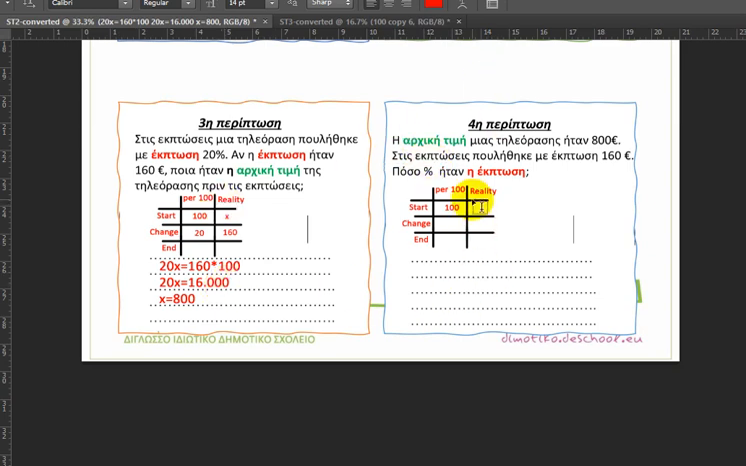Next up, we have the case where we know the starting price, we know how much we didn't pay, and we're being asked how much the discount was. So let's see, the starting price we're being told is 800, and we didn't pay 160.